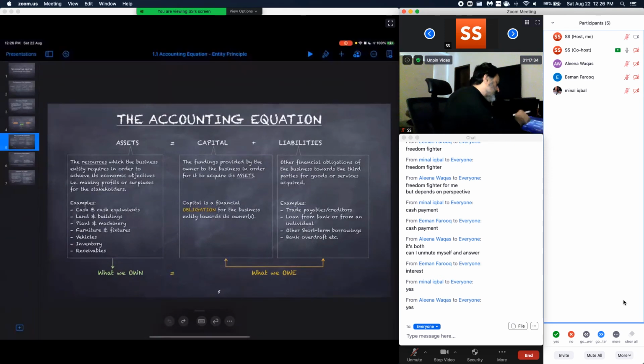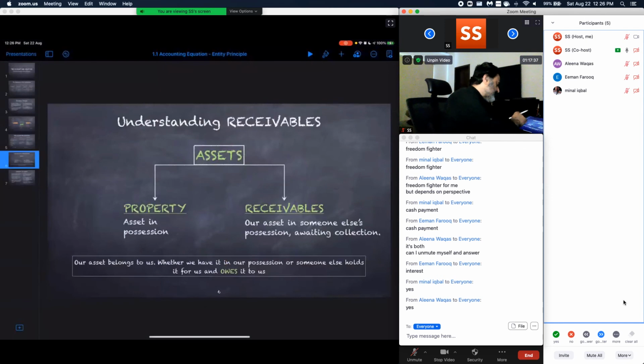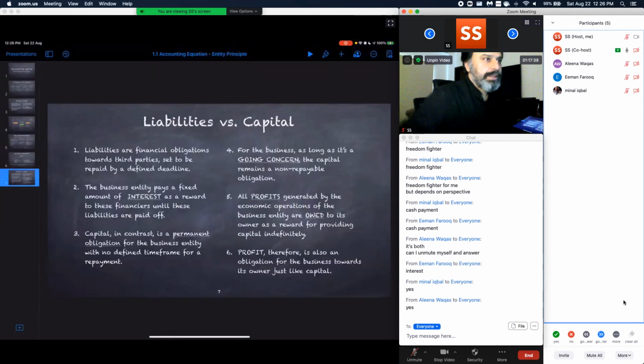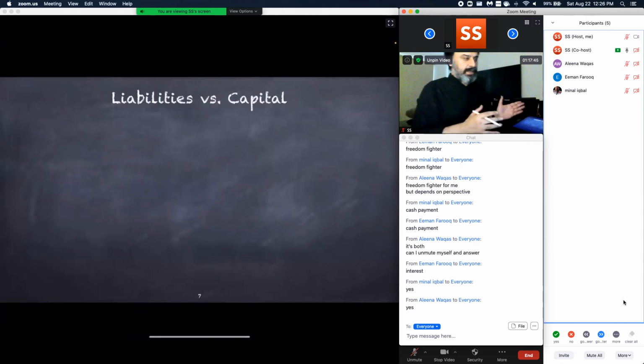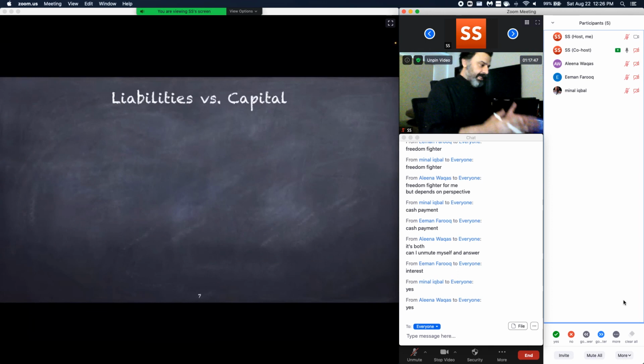Done. So the last thing for today's lecture is this last slide. Left hand side of the equation, we have seen assets. They can be classified into either property type assets or receivable type assets. The right hand side is either liabilities or capital. So liabilities and capital, they both have one point of similarity, and that point of similarity is that they both represent your financial obligations towards someone.